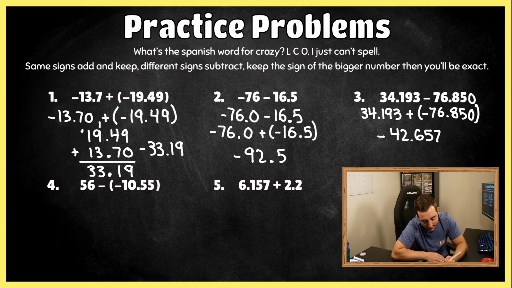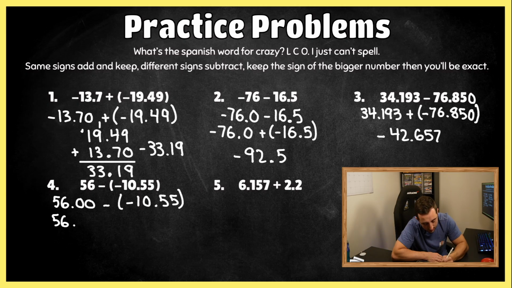We're going to add 2 zeros and also add a decimal point behind 56. So we have 56.00 minus negative 10.55. I see subtraction, so let's go ahead and utilize leave, change, opposite, or loco. So leave this alone, change subtraction to addition, and negative 10.55 is going to turn to its opposite, so now it's positive. And now we want to utilize our song. So it looks like it's going to be same signs, add and keep. So let's write our bigger one first.